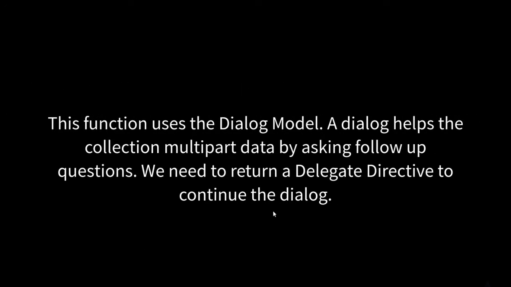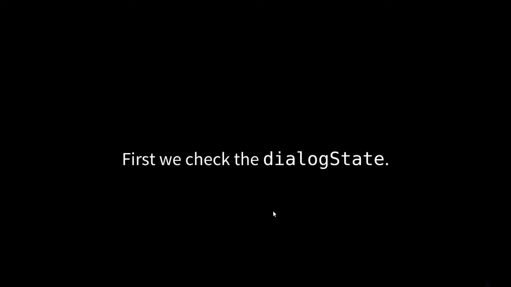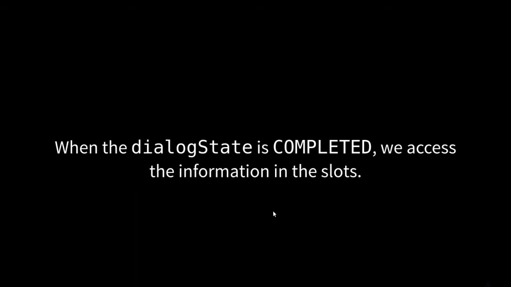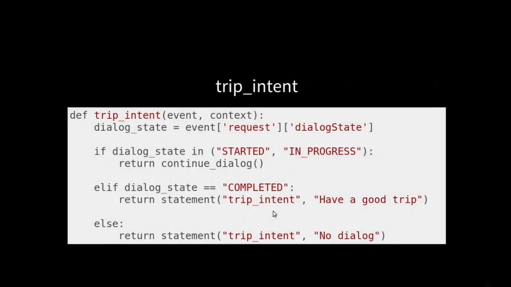Okay, this function uses the dialog model. Dialog helps the collection of multi-part data by asking follow-up questions. We need to return a delegate directive to continue the dialogue. It sounds complicated, but you'll see it's not that bad. So first we check the dialog state, like I said. If it's started or in progress, we call the continue dialog function. When the dialog state is complete, we access the information in the slots.